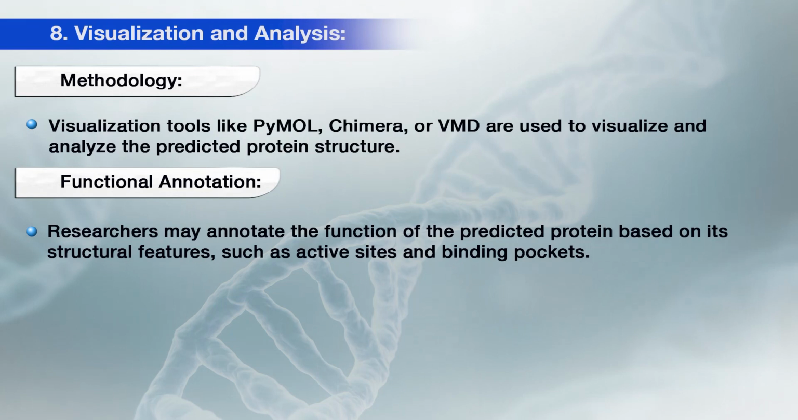Finally, in all the pipeline, why we are doing this whole pipeline is to predict the protein structure, and finally, why we are doing the protein structure prediction is to understand the functional annotation. So, to understand the functional annotations, researchers may annotate the function of the predicted protein based on its structural features such as active sites of a protein, which are also known as binding pockets. So, this is a phase-wise pipeline application in a broader way of how protein modeling can be done.